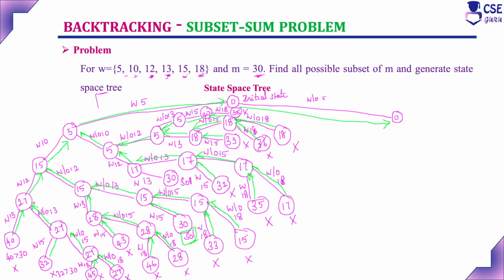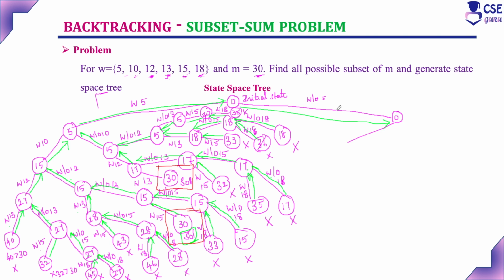Up to this, if you are constructing this tree, the left side tree, we will get 2 solutions. One solution is here, and here we will get one more solution. So 2 solutions are possible in the left side tree. Next, we will check the right side tree.